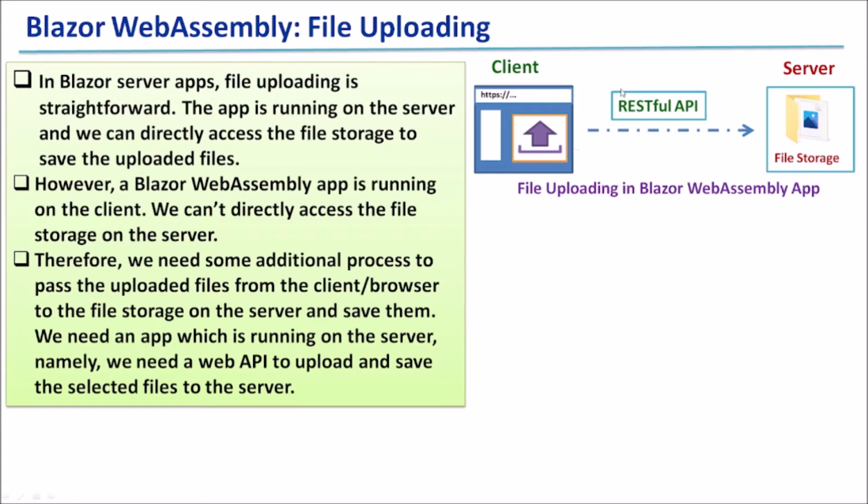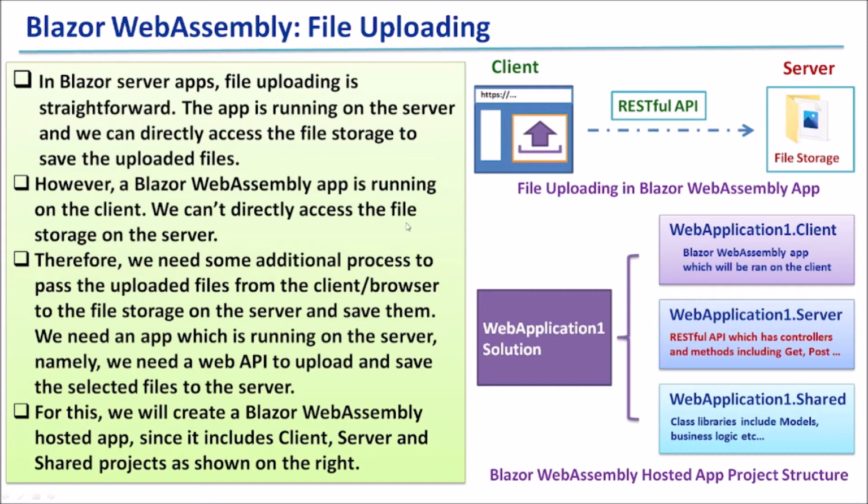In other words, in this tutorial, we will create a simple file uploading application just like this. We have a Blazor WebAssembly app running on the client. Then we will upload some files. The uploaded files will be passed to the server by using the RESTful API. Then this RESTful API accesses the file storage on the server and saves the uploaded files. This is the application we are going to create in this tutorial.